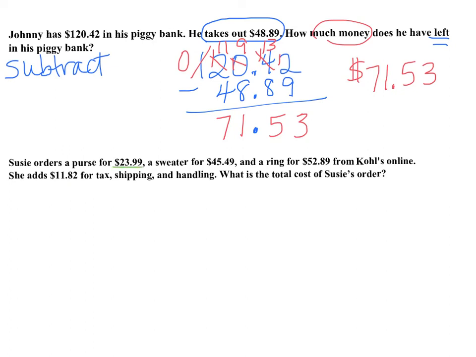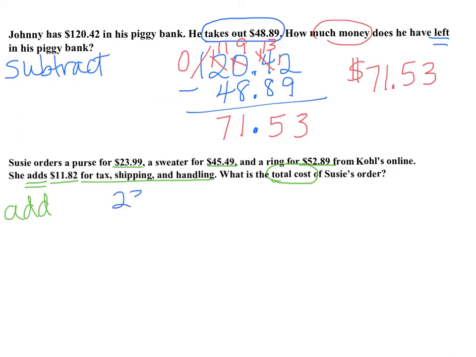The next one. Susie orders a purse for $23.99, a sweater for $45.49, and a ring for $52.89 from Kohl's Online. She adds $11.82 for tax, shipping, and handling. What is the total cost? They want you to add everything, including this tax, shipping, and handling.